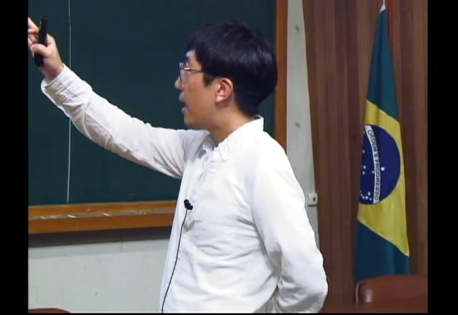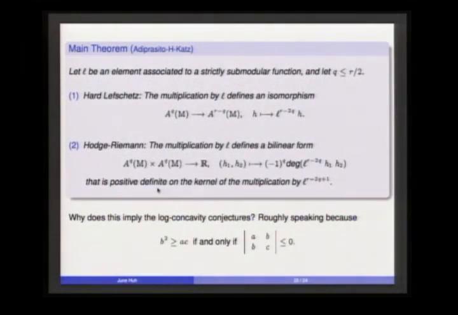And the concavity phenomenon that you have seen, say B squared is larger than A times C, is the same as saying that this symmetric matrix, A, B, B, C, has non-positive determinant. And that is a very special case of the Hodge-Riemann relations.